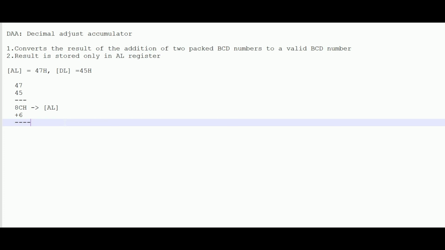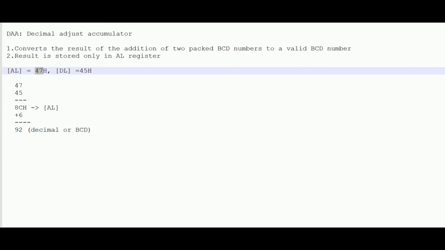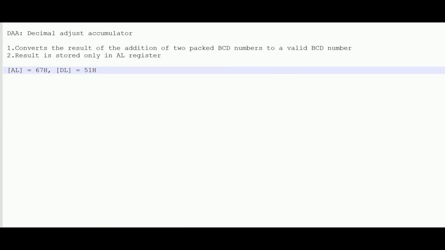So what do we get? 8C plus 6: C plus 6 gives 2 with a carry of 1, which goes to the higher nibble, so 8 plus 1 is 9, and the lower nibble is 2. So 92 is your final answer. This 92 is basically your decimal, or I can say your BCD value. So if we add 47 and 45 in decimal, we get the value 92, which is your answer. Okay, let us take another example where the content of AL is 67H and the content of DL is 51H.